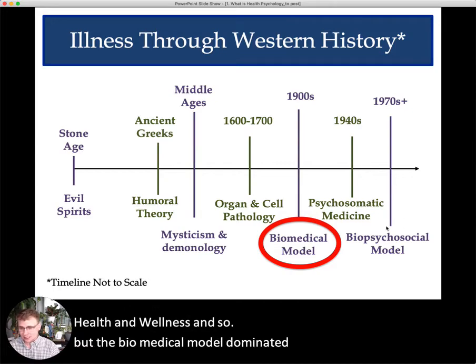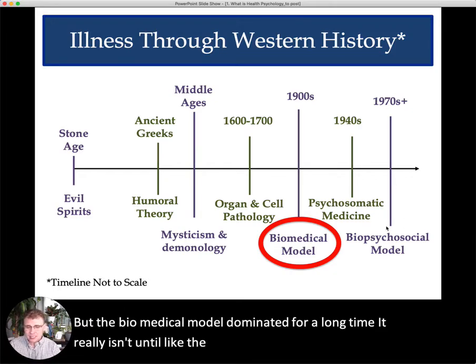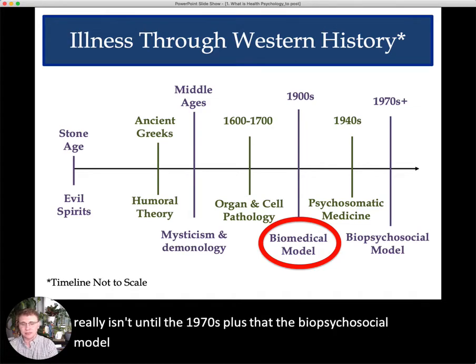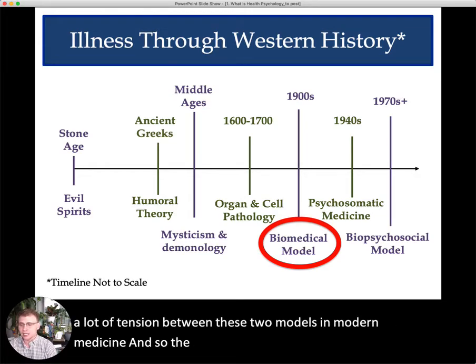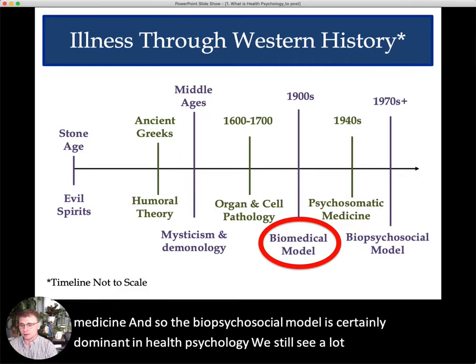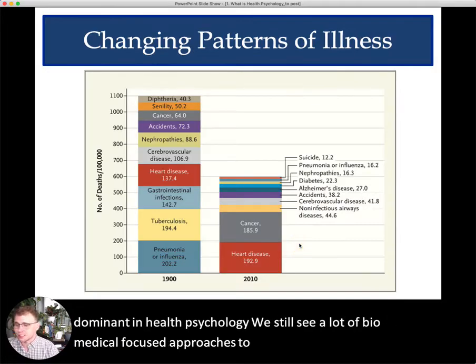It really isn't until like the 1970s plus that the biopsychosocial model starts to come into favor, and even now we still see a lot of tension between these two models in modern medicine. And so though the biopsychosocial model is certainly dominant in health psychology, we still see a lot of biomedical focused approaches to medicine. And so this is particularly why health psychology is an important field.